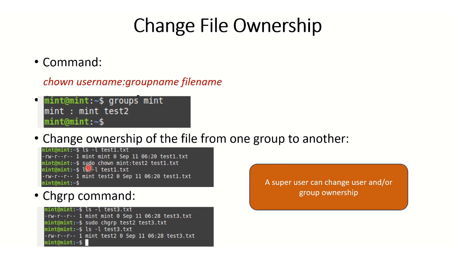Now we want to change the group of file to test2. If we use this chown command, then you can see that the group is changed to test2. Similar results can be obtained using chgrp command. One thing you should note here that only a super user can change user and or group ownership.